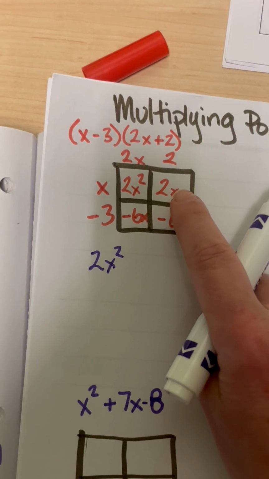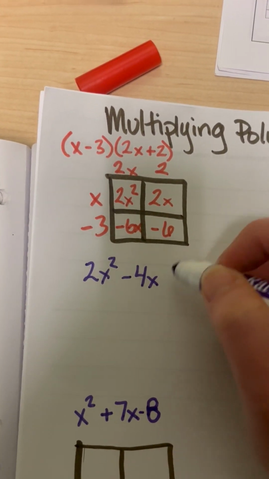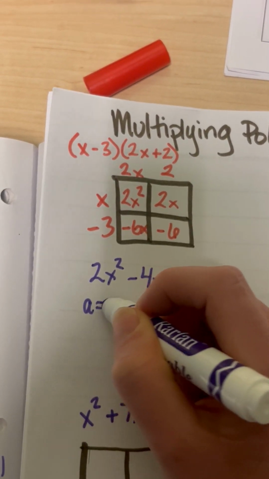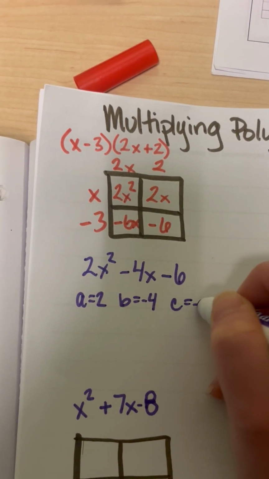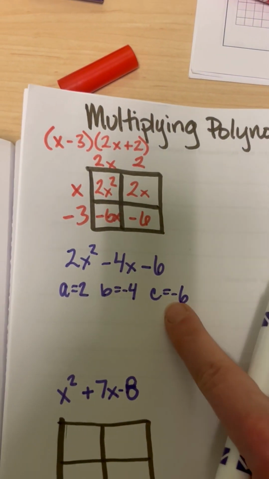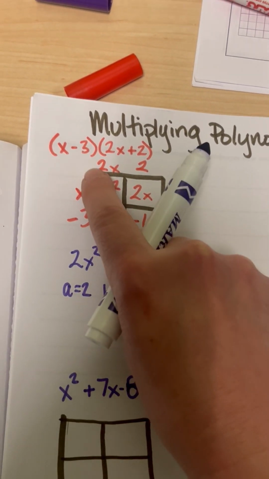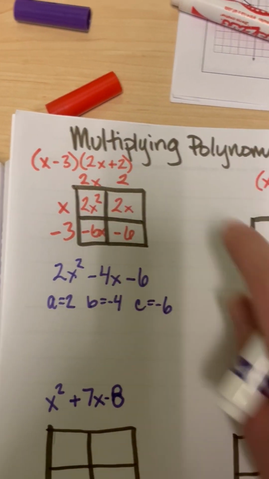Negative 6x and 2x will combine to make negative 4x, and then negative 6 is our constant term. So now we have a equals 2, b equals negative 4, c equals negative 6. Very fun. Our y-intercept, remember all those things we've learned. Our roots are, you know, sort of here and here.